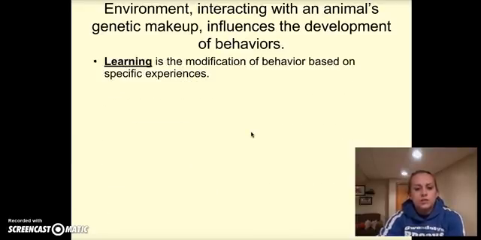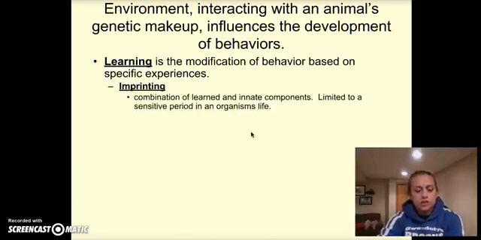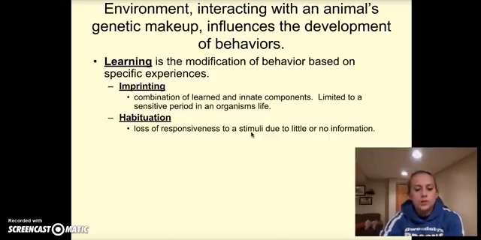So the environment interacting with an animal's genetic makeup influences the development of behaviors. Learning is the modification of behavior based on specific experiences. So you have imprinting, which is a combination of learned and innate components. It's limited, though, to a sensitive period in the organism's life. We talked about the geese earlier and how they imprint on their mother, and that happens very early. Habituation is the loss of responsiveness to a stimulus due to little or no information.